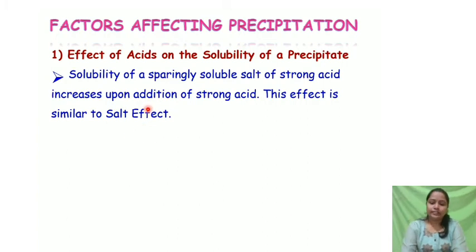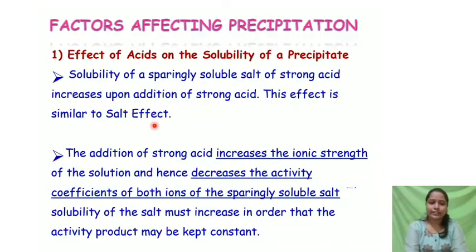The addition of strong acid into the solution of a sparingly soluble salt increases the ionic strength of the solution and hence decreases the activity coefficient of both ions of the sparingly soluble salt. Therefore, due to the addition of strong acid, the ionic strength of the solution increases and the activity coefficient of the ions of the sparingly soluble salt decreases.